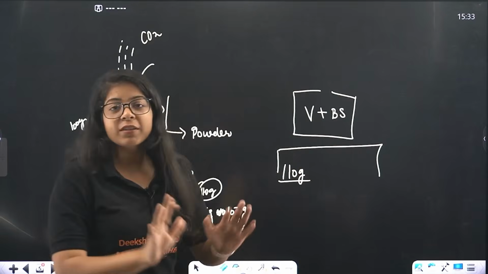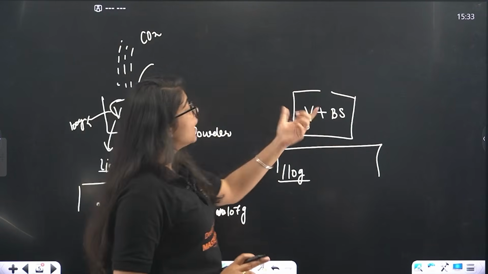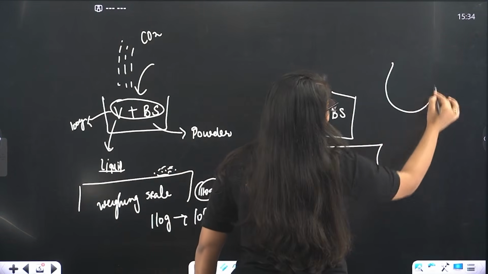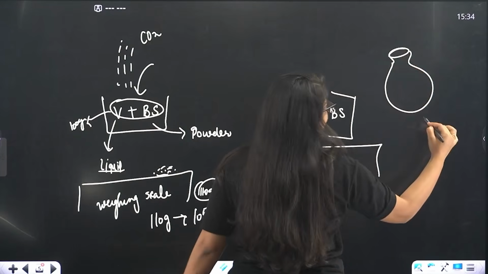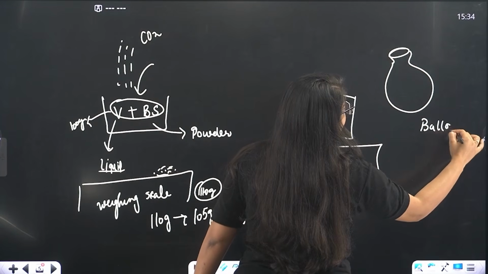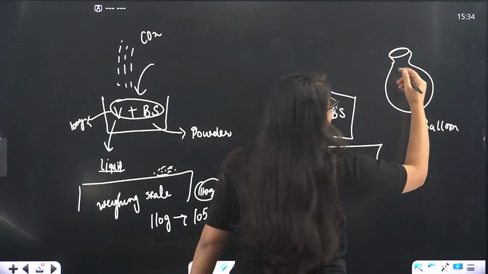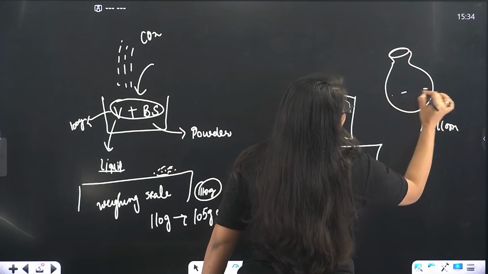Done. Before their reaction. Then we do what? We take a balloon. Okay, this is a balloon, right? I don't know the spelling of balloon. You take care of it. Okay, now we have some baking soda in this.